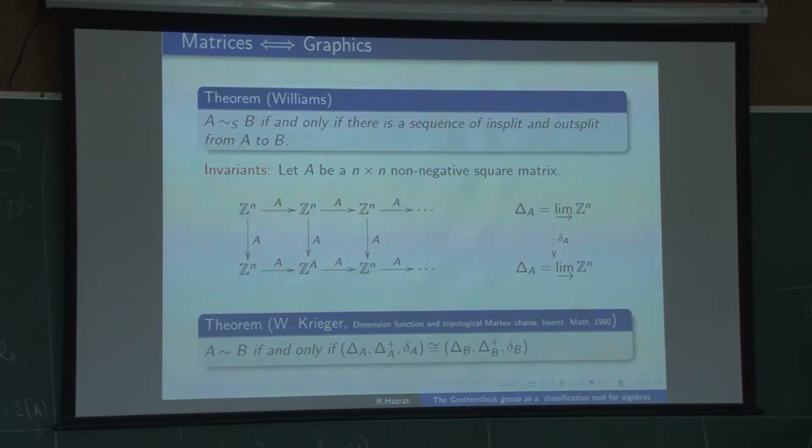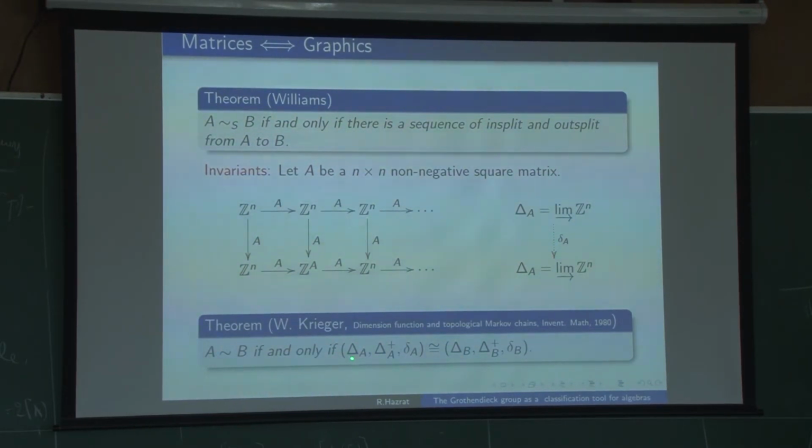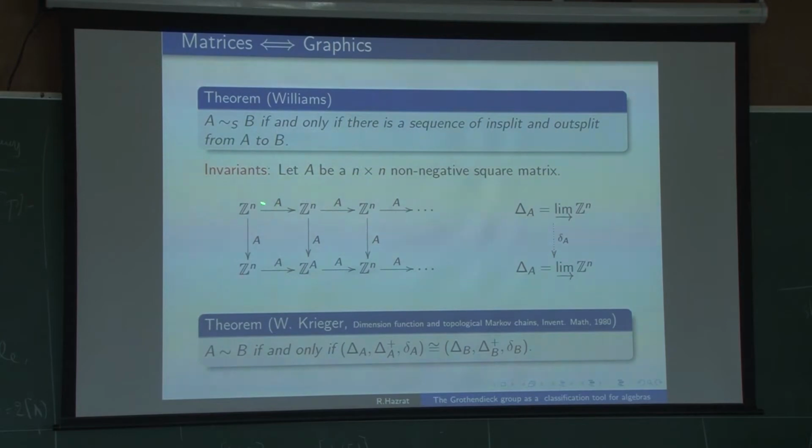Now, mind you, there is a trap here. I know these are difficult stuff. Here it translates to delta A. It's not very easy if I hand you a matrix to give me this direct limit. Even if I give you a very simple matrix here, you might struggle to give me this group. So the difficulty is passed to this one.